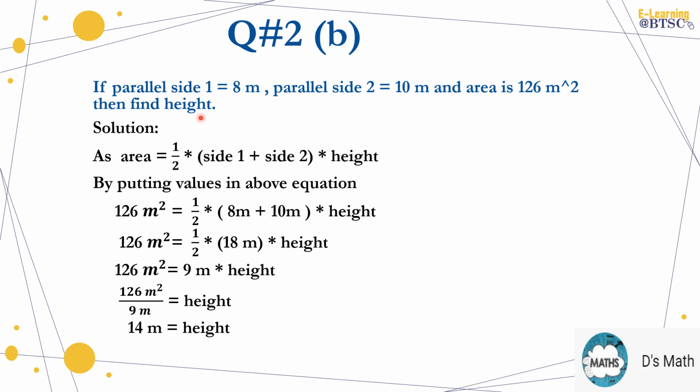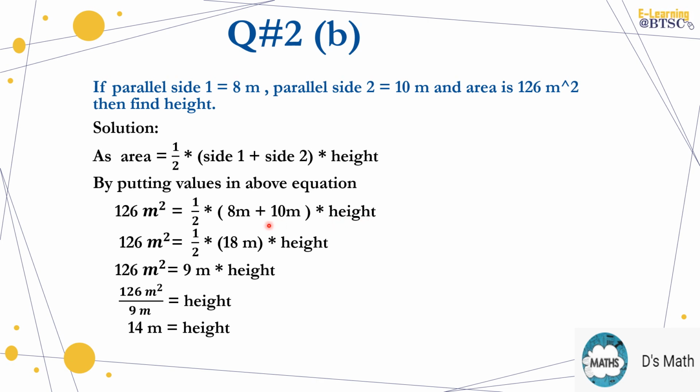We know that we are talking about the trapezium, so we will use the formula of the trapezium. The formula to calculate the area of a trapezium is half times the sum of the parallel sides times height. So I will put all the given values inside the formula. We are given the area, that is 126 meters square, so on the left hand side I will replace the area with 126 meters square, and then I will put the values of side 1 plus side 2, that is 8 meters and 10 meters, times height. Height will stay as it is because its value is not given in the question.